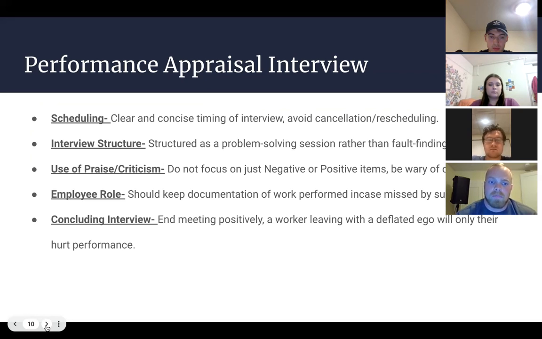Employee role: the employee should document every bit of work that they performed just in case it was missed by supervision and could be covered in the appraisal. And then concluding the interview, you want to end on a positive note and make sure the worker is not leaving with a deflated ego, because that's going to hurt their performance.